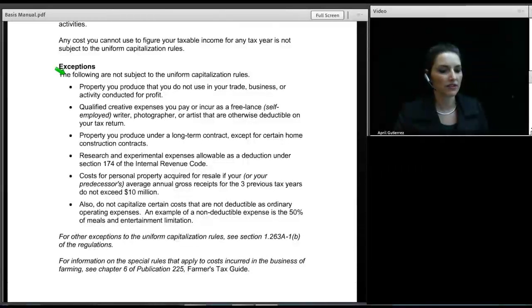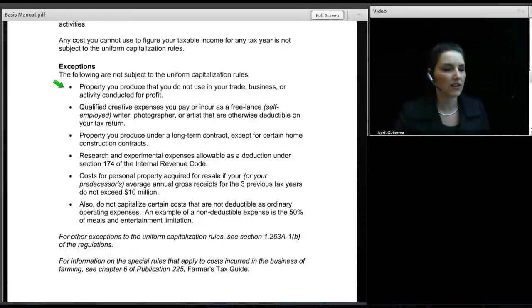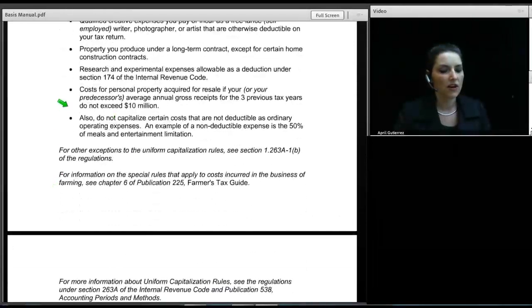The following are not subject to these rules. Property you produce that you do not use in your trade or business or activity conducted for profit. Or certain qualified creative expenses you pay or incur as a freelance, self-employed writer, photographer, or artist that are otherwise deductible on your tax return. Property you produce under a long-term contract except for certain home construction costs. Research and experimental expenses allocable or allowable as a deduction under Section 174 of the Internal Revenue Code. Costs for personal property acquired for resale if you or your predecessor's average annual gross receipts for the 3 previous years did not exceed $10 million.